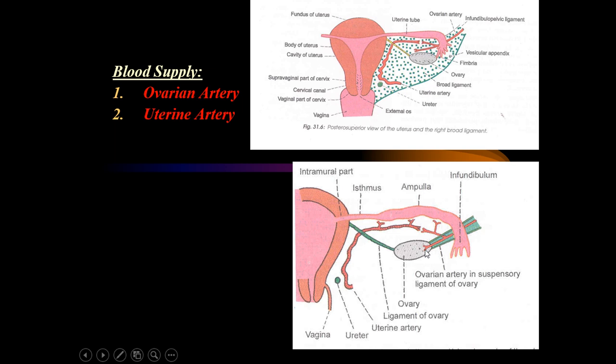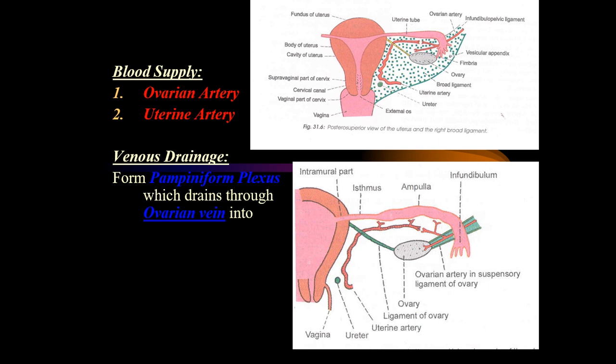But otherwise, it is mainly the ovarian artery, which passes through the suspensory ligament of the ovary. Coming to the venous drainage, it is by a plexus of veins. These are called the pampiniform plexus. The pampiniform plexus is very important clinically. These plexuses of veins are formed around the ovary and drain into the ovarian vein. So the artery supplying is the ovarian artery, and the venous drainage is by the ovarian vein.